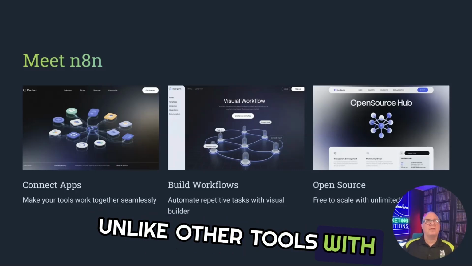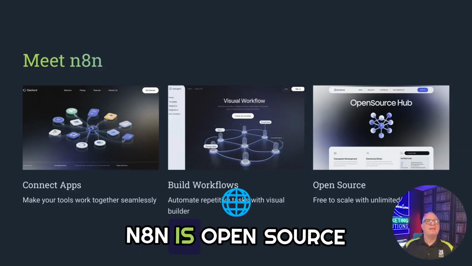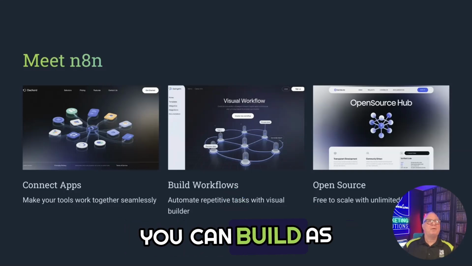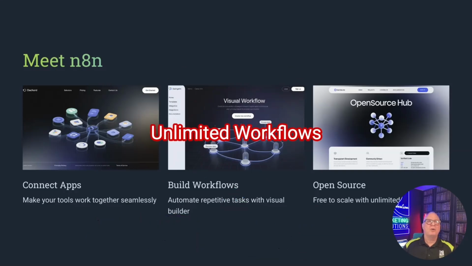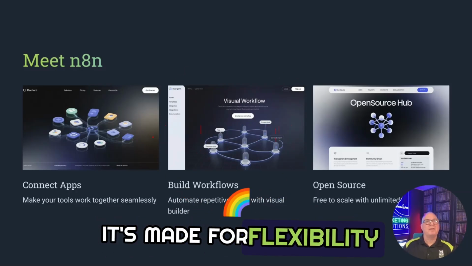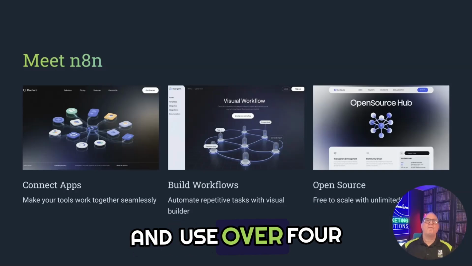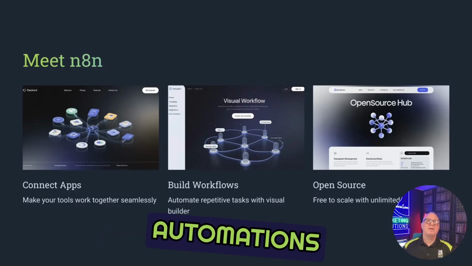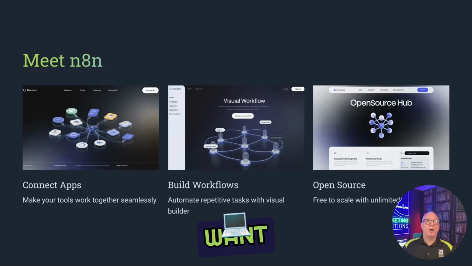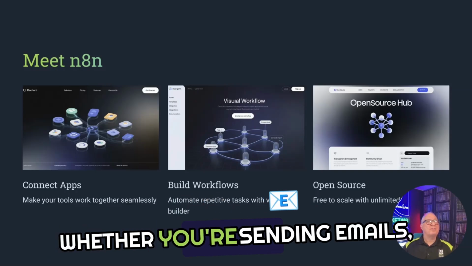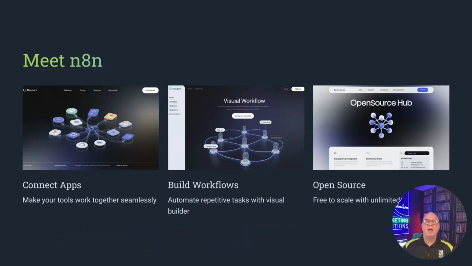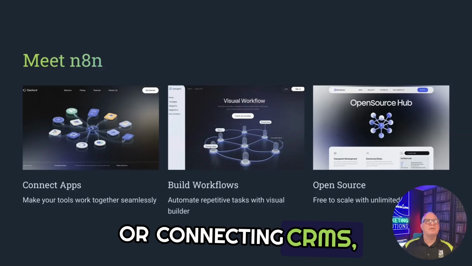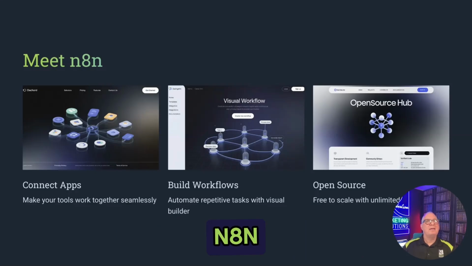Unlike other tools with limits or fees, n8n is open source. You can build as many workflows as you want. No hidden restrictions. It's made for flexibility. Use over 400 nodes to build automations, and even write your own code if you want. Whether you're sending emails, updating spreadsheets, using smart AI, or connecting CRMs, n8n makes it possible.